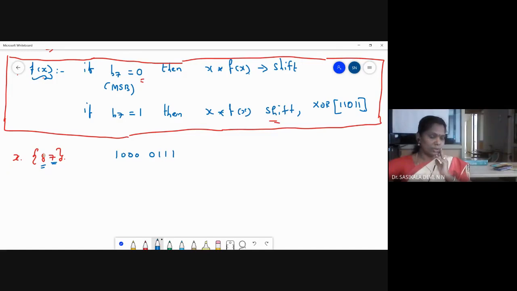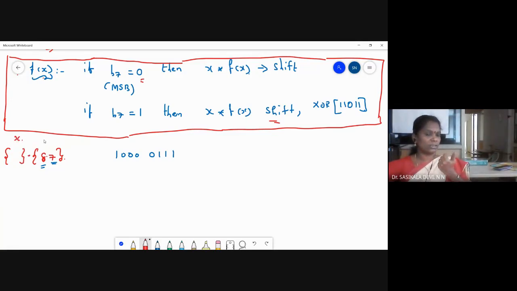Okay, so this one is to be multiplied with x. Now I have to represent this in terms of hexadecimal. So x can also be represented in terms of hexadecimal. What is the hexadecimal representation of the polynomial x?